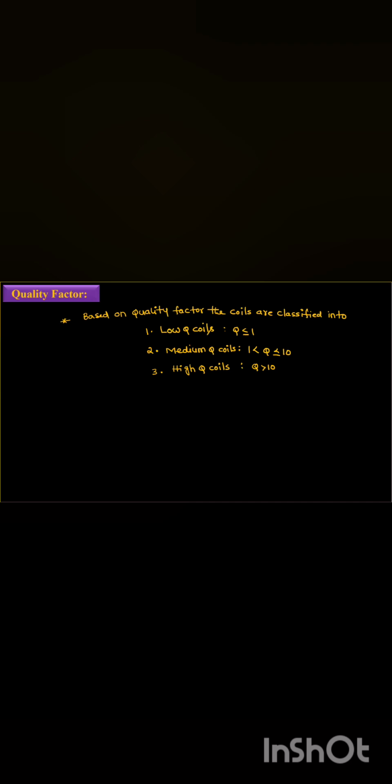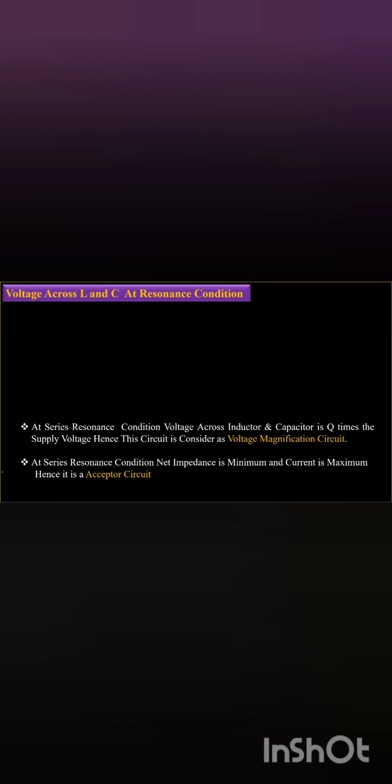Clear? But here is one more important observation. We can prove that a series RLC resonance circuit is a voltage magnification circuit, also called an acceptor circuit. How do we say that it is a voltage magnification circuit or acceptor circuit? We know the voltage across the inductor and the voltage across the capacitor.